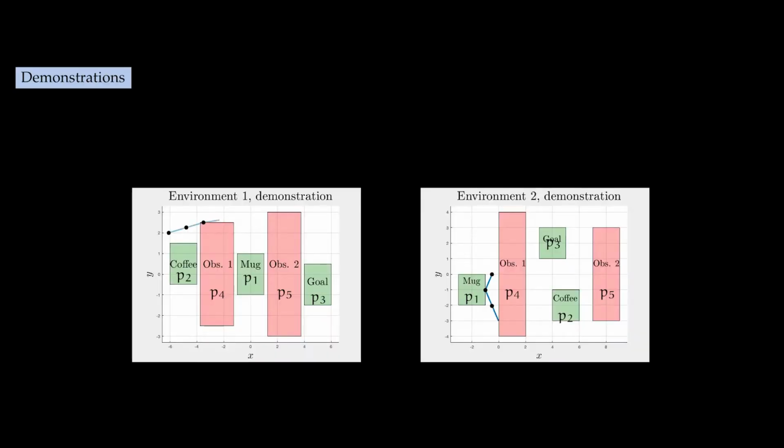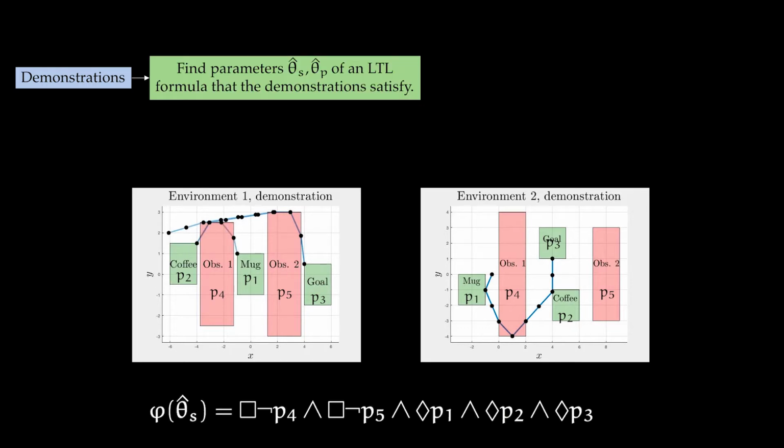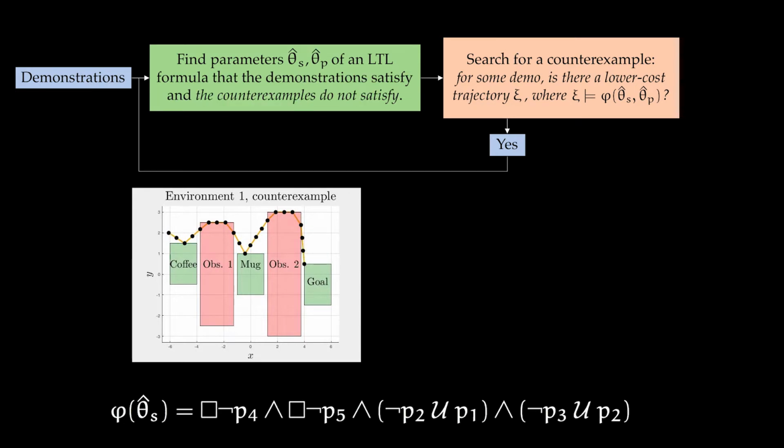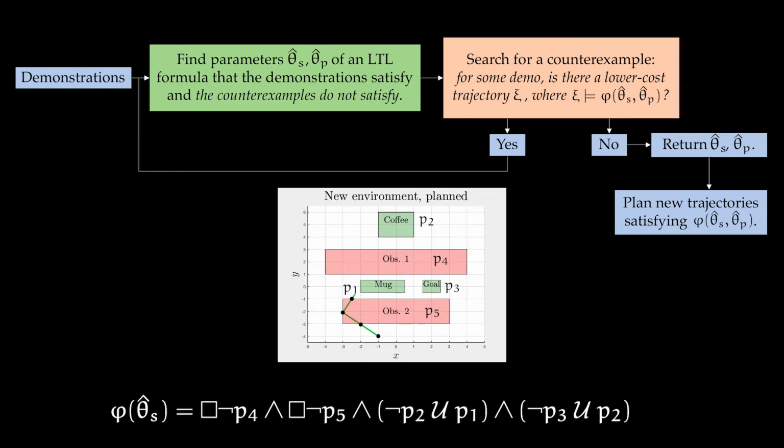In this example, a point robot is tasked to first grab a mug, bring it to a coffee machine, and then deliver it to a goal, all while avoiding obstacles. This task can be encoded with the LTL formula phi of theta hat s. We get two demonstrations of this task, where the atomic propositions differ, but the task structure remains identical. To learn the task structure, we employ our falsification loop, generating this counterexample trajectory. At the next iteration, our loop terminates, and we can use the returned formula to plan this new trajectory.